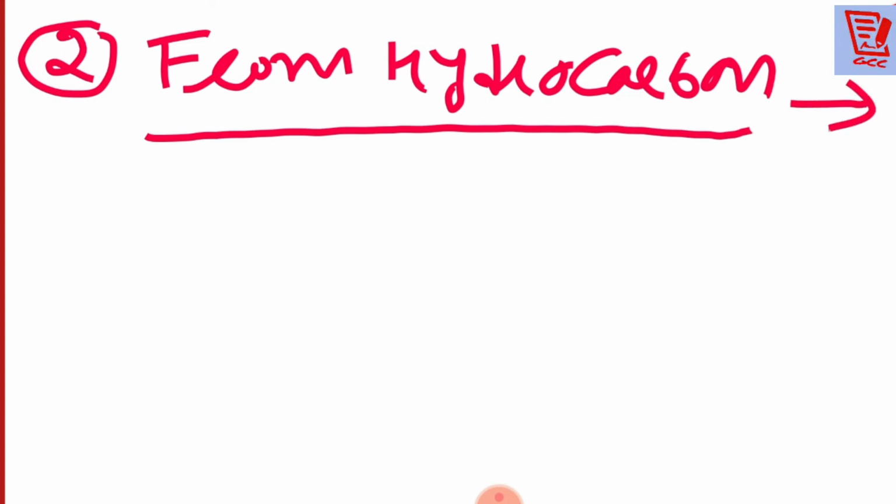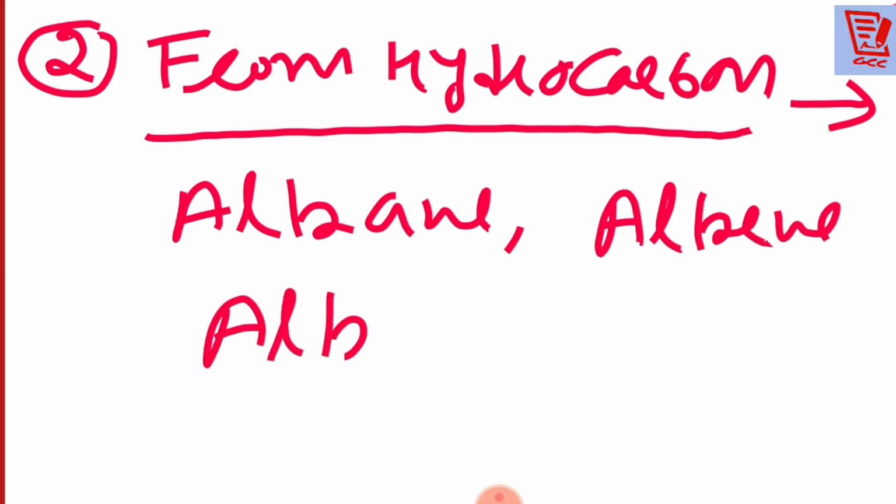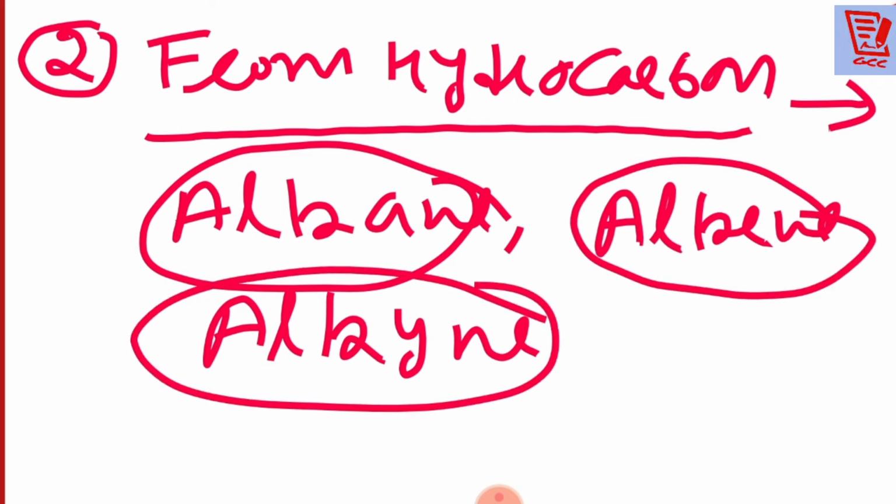We are having the next topic, preparation from hydrocarbon. I have told you in the starting. Before starting the preparation from hydrocarbon, we should know the meaning of hydrocarbon. Hydrocarbon means we can use alkane, alkene, and alkyne also. These all are the hydrocarbons: alkane, alkene and alkyne.